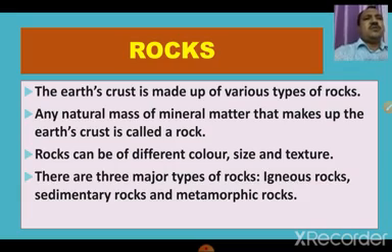Next we are going to discuss rocks. The Earth's crust is made up of several types of rocks. Any natural mass of mineral matter that makes up the Earth's crust is called rock. Rocks can be of different color, size and texture. There are three major types of rocks: igneous rocks, sedimentary rocks and metamorphic rocks.